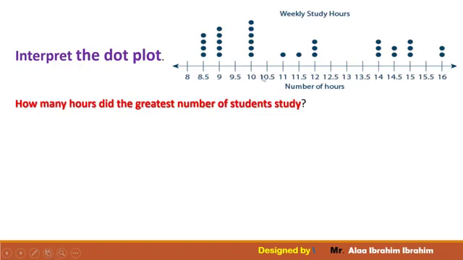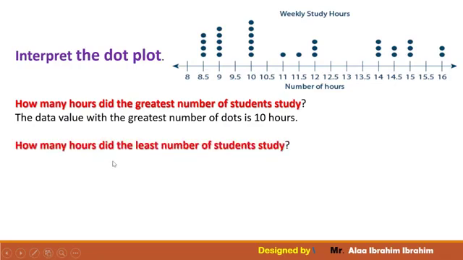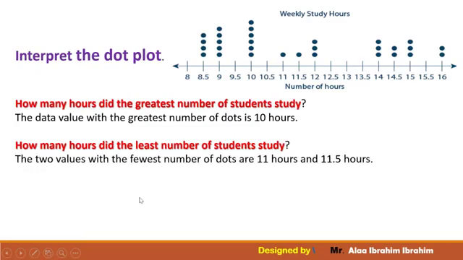So this means the data value with the greatest number of dots is 10 hours. This is my number of hours. And now we're going to another question. How many hours did the least, the smallest, study? I have two dots here, at 11 and 11.5. This is my second question.